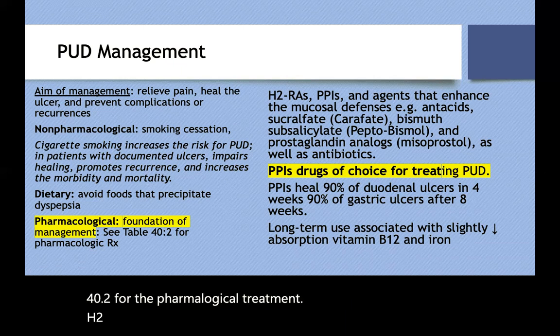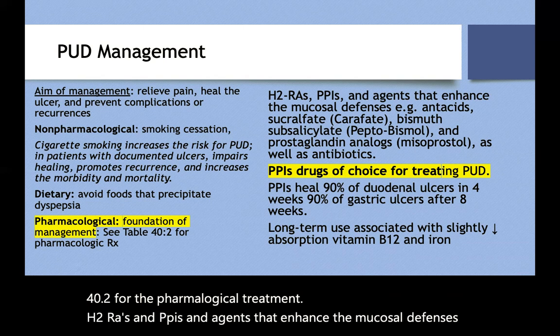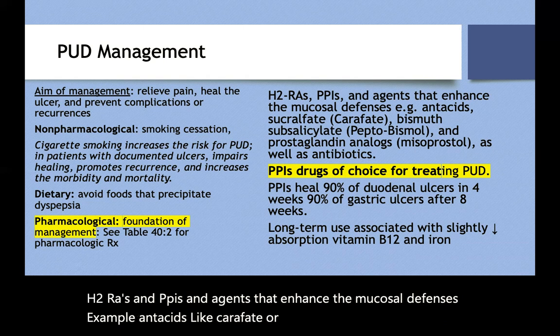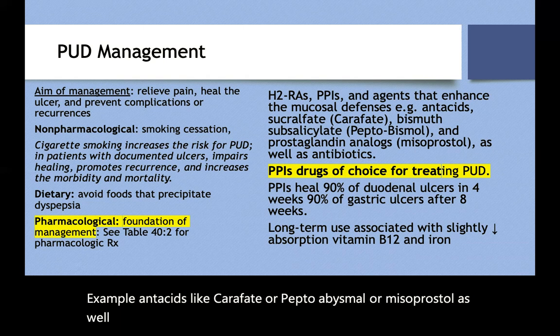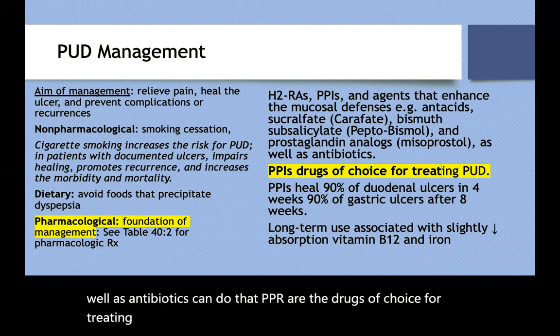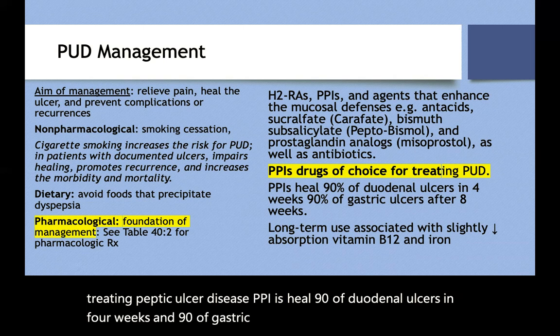H2RAs and PPIs and agents that enhance the mucosal defenses, for example antacids, Carafate or Pepto-Bismol or misoprostol, as well as antibiotics can do that. PPIs are the drugs of choice for treating peptic ulcer disease. PPIs heal 90% of duodenal ulcers in 4 weeks and 90% of gastric ulcers after 8 weeks.